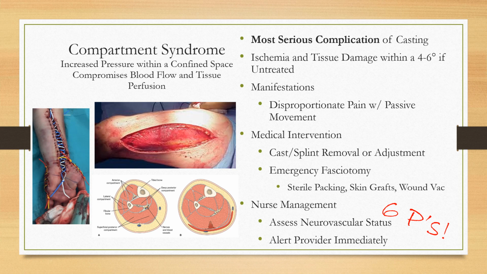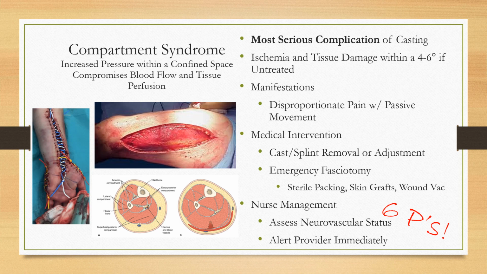The pulselessness, well, the pain out of proportion at the compartment site. So you lose your pulses distal to the compartment syndrome. You'll have pale looking skin because the arteries are being compressed. You'll have a cold limb, so poikilothermia, or cold limb.